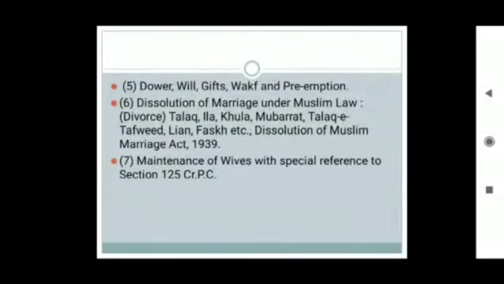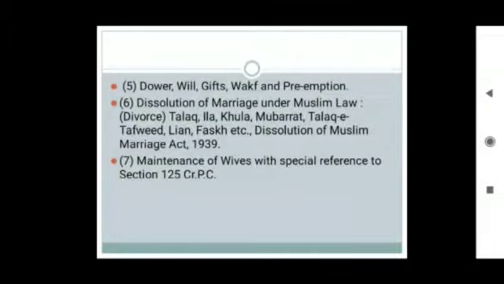Then the fifth unit is done. After the fifth, the sixth unit is dissolution of marriage under Muslim law. Then we'll study about divorce: talaq, illa, khula, mubarat, talaq-e-tafweez, lian, fask, etc. Dissolution of Muslim Marriage Act, then all the acts. Maintenance of wives with special reference to section 125 CrPC. We will read that too.